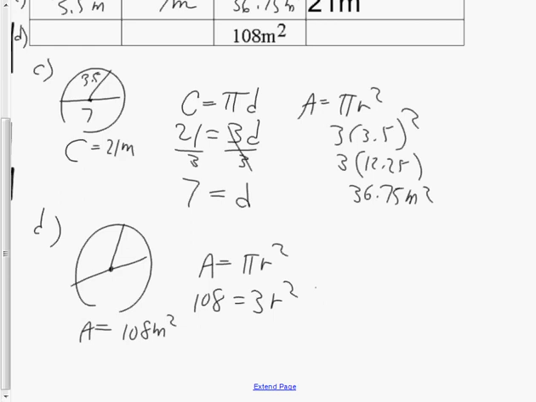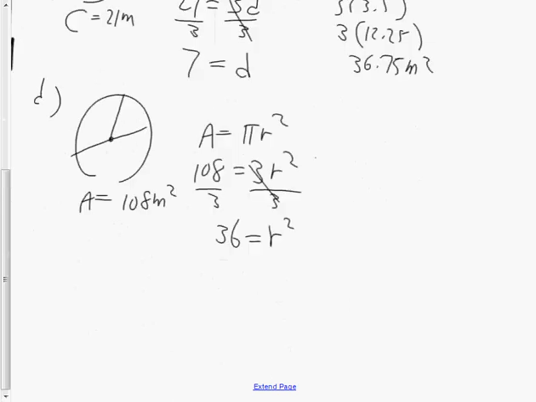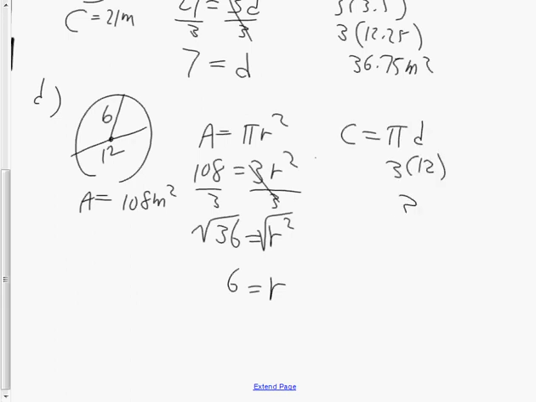So 3 times something had to give me 108. 3 times r squared had to be 108. So if I divide to get rid of the coefficient, I end up with r squared equals 36. That's what I do if I use my basic algebra. I get 36 equals r squared, or 36 equals the radius times itself. And the only thing the radius can be, and you haven't learned this until grade 8, is 6, because 6 times 6 is 36. In grade 8, you're going to learn that you'd square root both sides, and you get the same answer. But therefore, I know the radius is 6, which makes the diameter 12, which makes the circumference 36 meters.